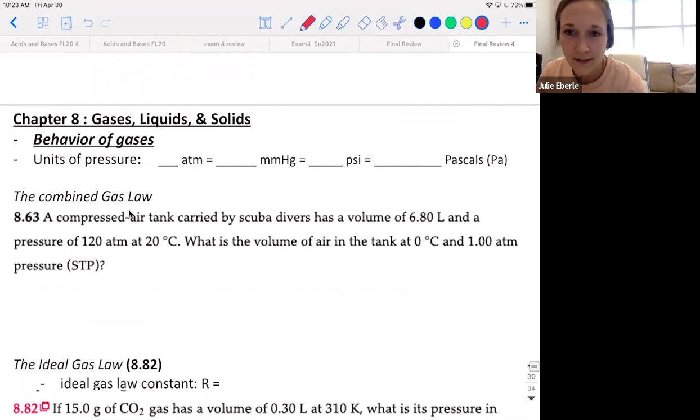We talked about gas laws. We talked about units of pressure. 1 atm equals 760 millimeters of mercury equals 14.7 psi equals 101,325 pascals.